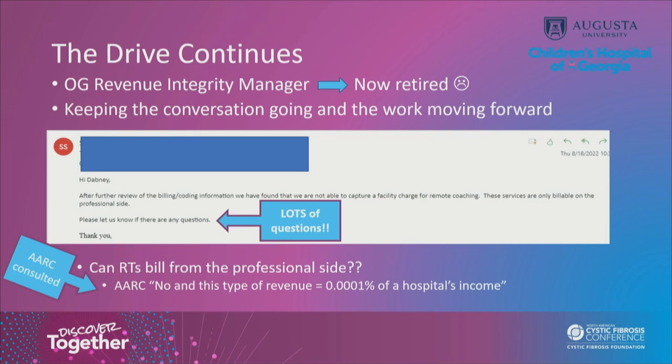And when I told her how quickly the new revenue integrity team was just wanting to drop the issue, she said, well, you have to understand, in a hospital system, this is going to be 0.0001% of a hospital's income. They are focused more on ICU charges, the bundle charges. That's where thousands and thousands and thousands of dollars are generated. That's where their focus is. So that's why they're not really wanting to spend time and energy figuring this out.